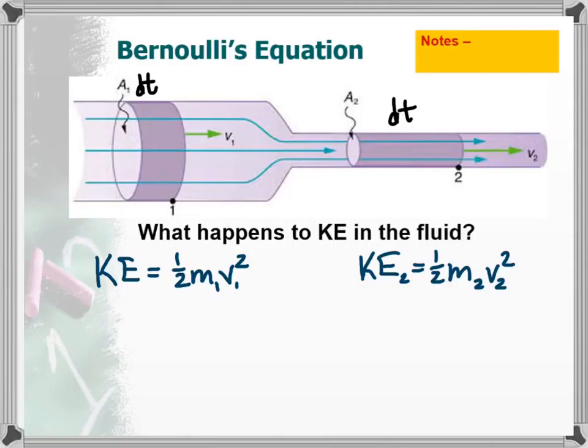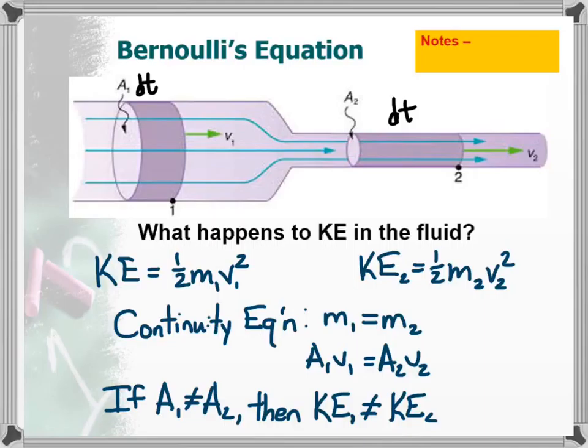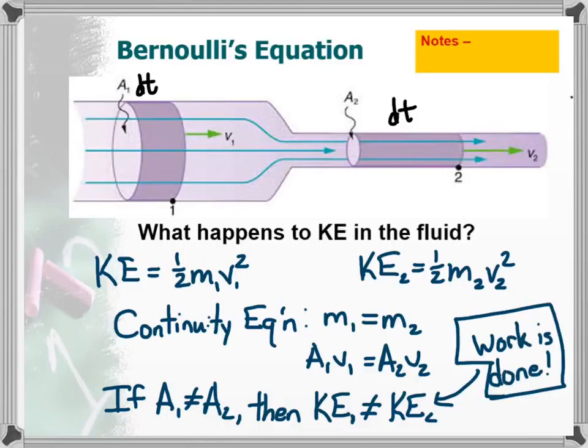Okay, so the mass that flows through in that amount of time dt has to be equal, according to the continuity equation that we just studied. So I don't need to have an m1 or an m2, I just need to have m. But the continuity equation also tells me that A1 times V1 is equal to A2 times V2. In other words, these volumes, A times V, have to be equal. Which means that if A1 does not equal A2, then the kinetic energy of this parcel of fluid right here does not equal the kinetic energy of this parcel of fluid right here. Well, if those kinetic energies aren't equal, then there must be something doing work on the fluid.